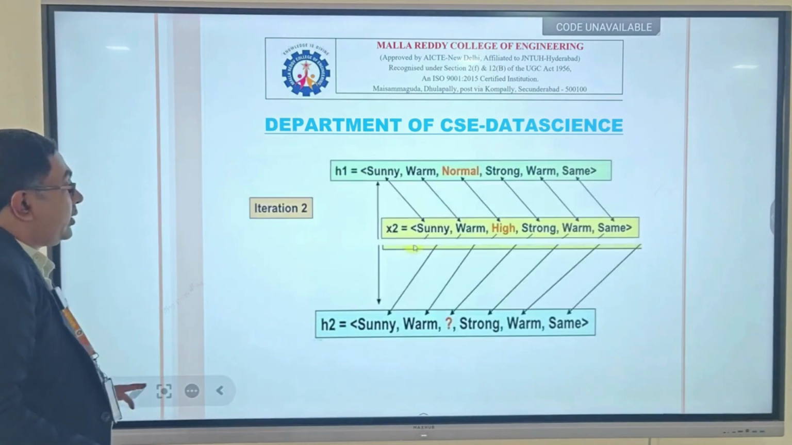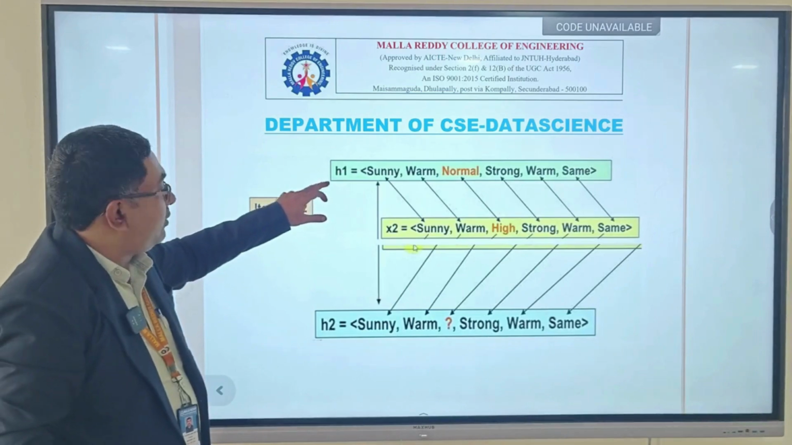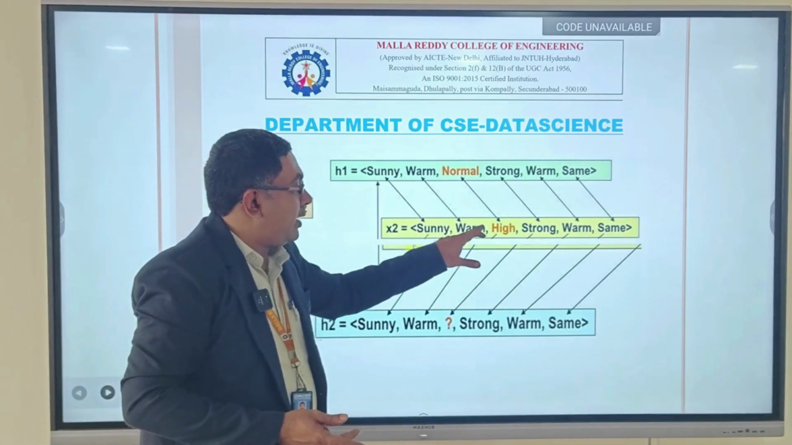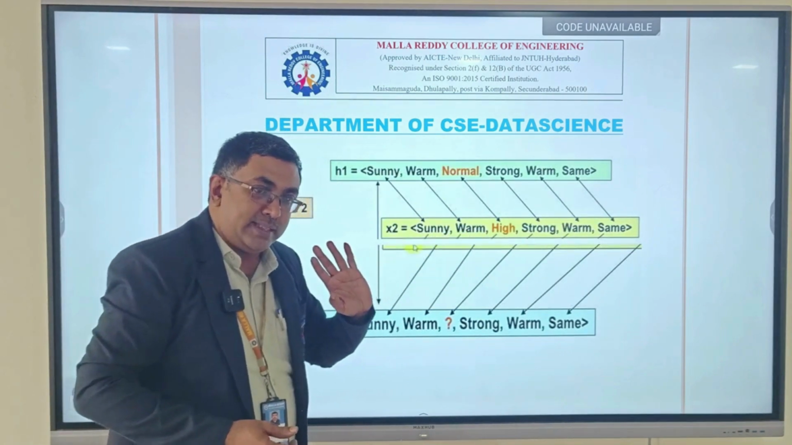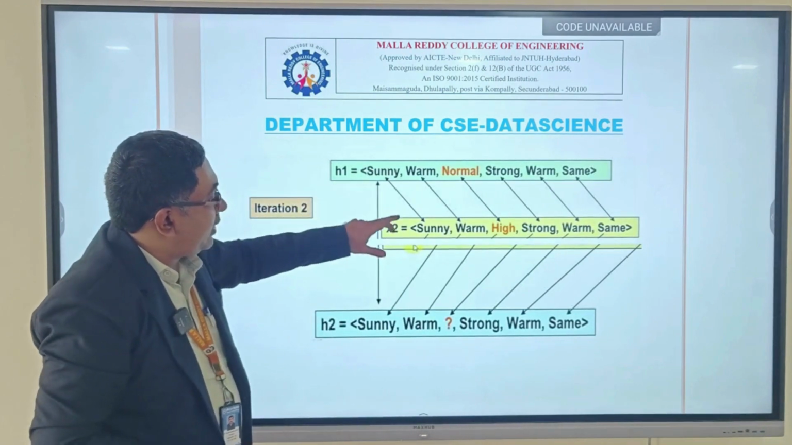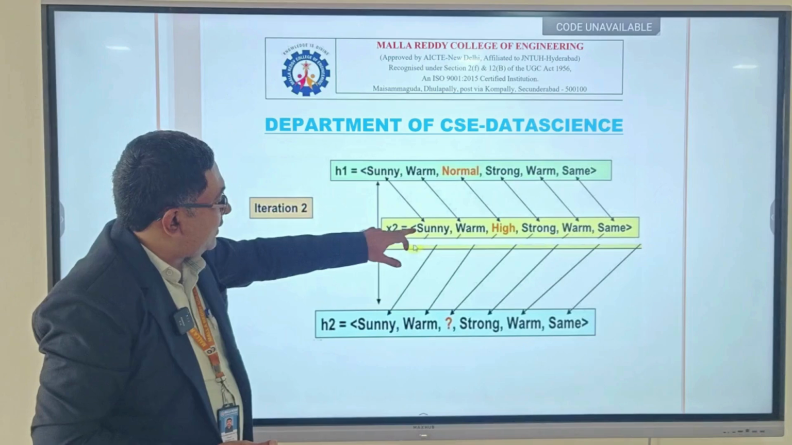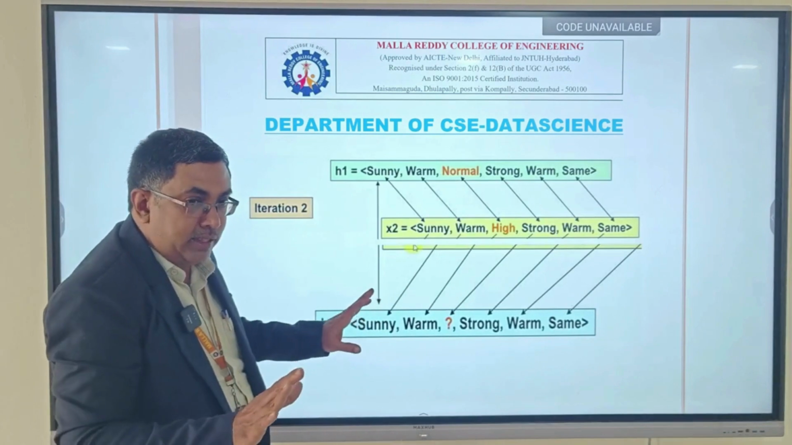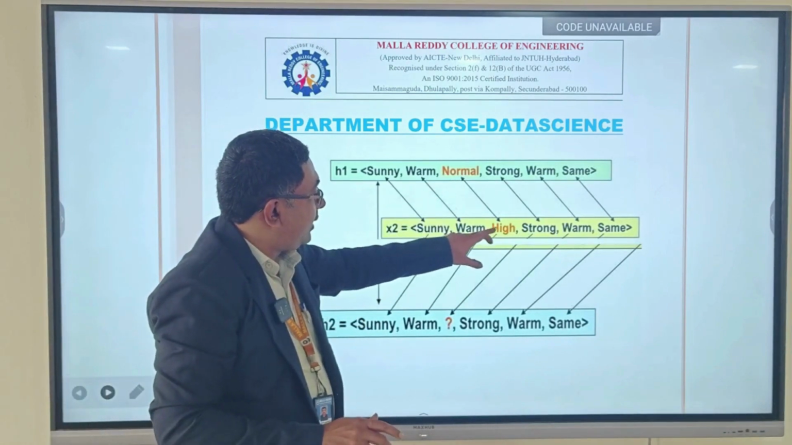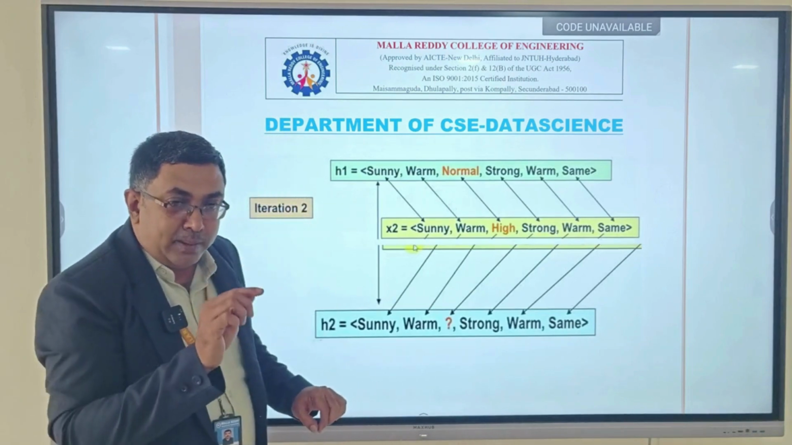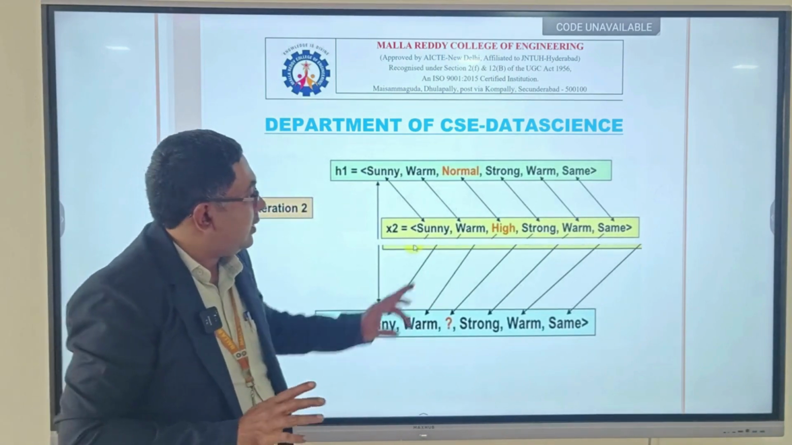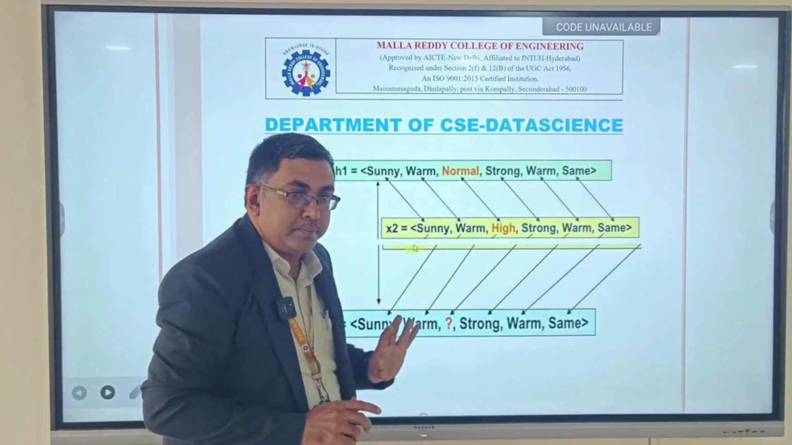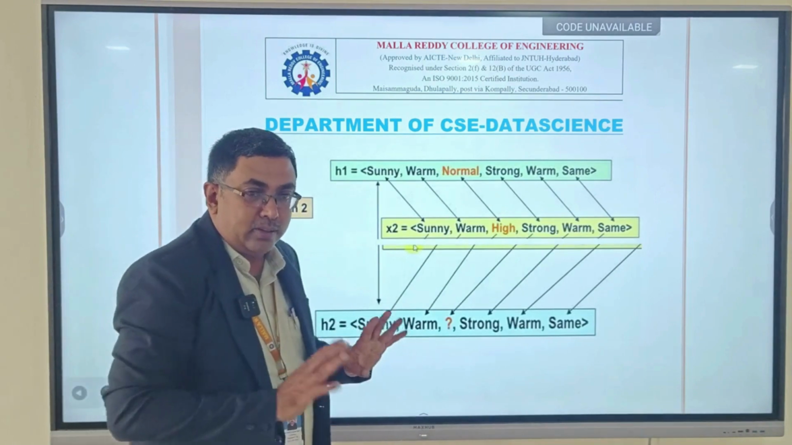Coming to the next point, H1 is derived from the last step. Now I am taking training example number 2, which consists of sunny, warm, high, strong, warm, same. There are 6 attributes, and you have to compare the hypothesis with the training example. Sunny matches with sunny, so I retain it. Warm matches with warm, so I retain it as it is. I am not changing anything. Normal with high is not matched, so as per the rule I replace it with a question mark. Strong is matched, so it is retained. Warm is matched, so it is retained. Same: if it is matched, retain; otherwise, replace with a question mark.